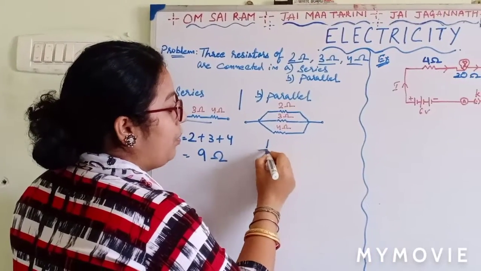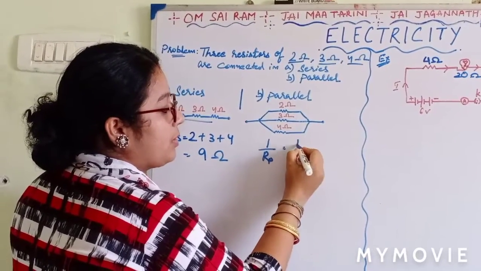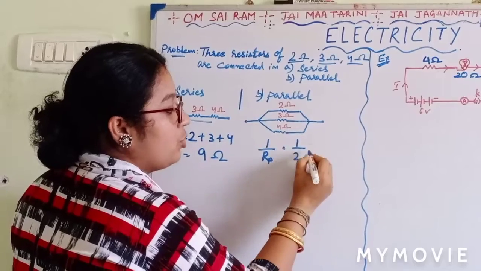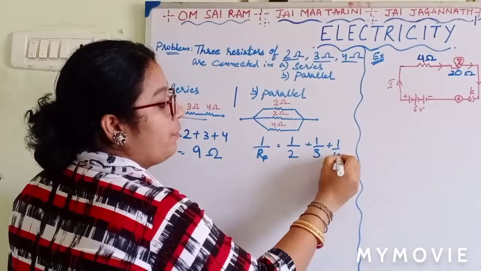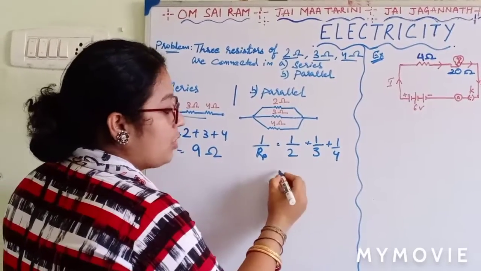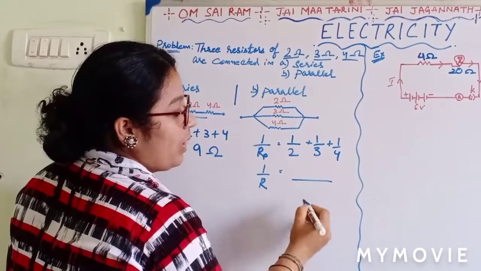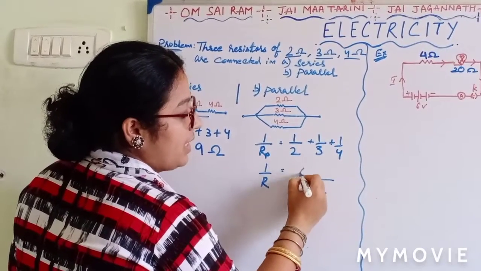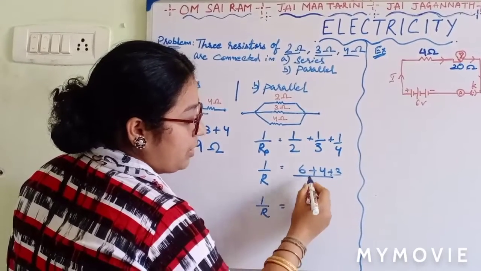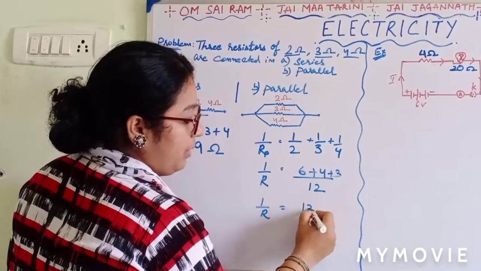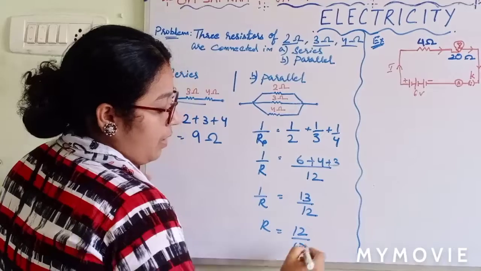Now coming to parallel combination. How do we find the parallel effective resistance? 1 by Rp is equal to 1 by R1, that is 1 by 2, plus 1 by R2, that is 1 by 3, plus 1 by 4, that is 1 by R3. Now we will find the LCM of it. For 2, 3, 4, that is 12. So 12 over 12: 6 plus 4 plus 3, that is, 1 by R is equal to 6 plus 4, 10, plus 3, 13 by 12. So R is equal to 12 by 13 ohm.